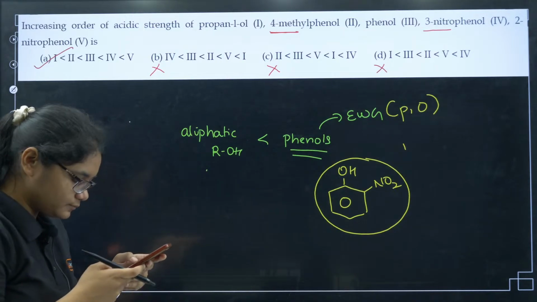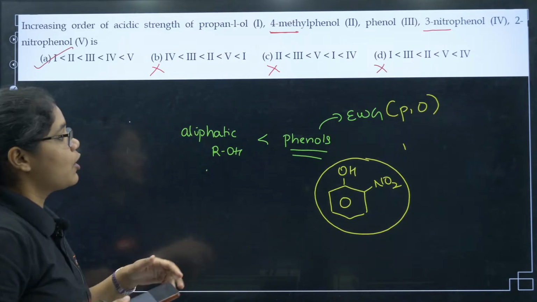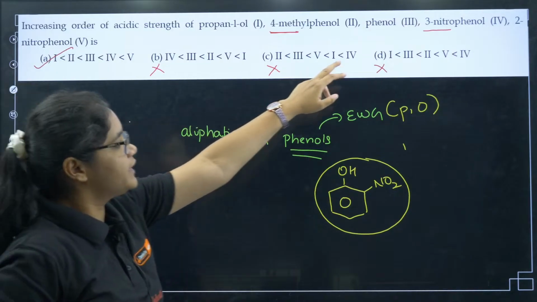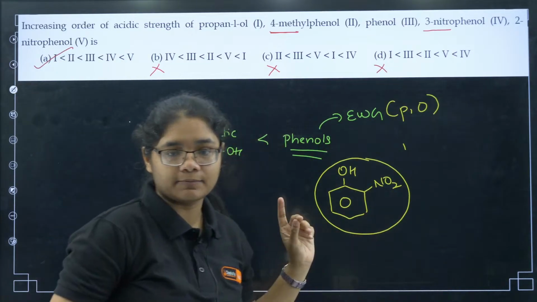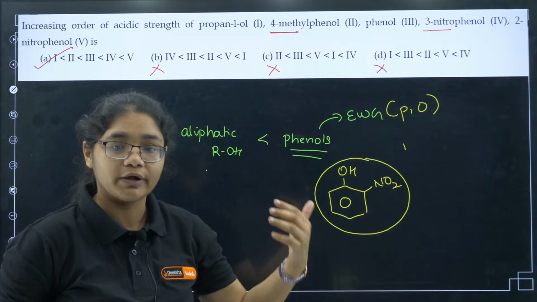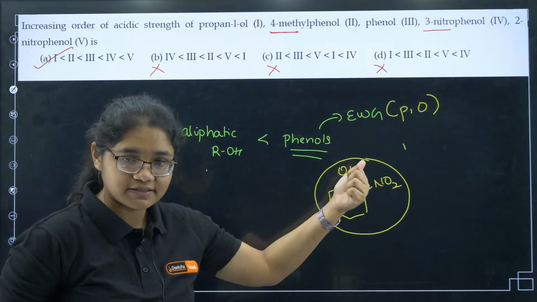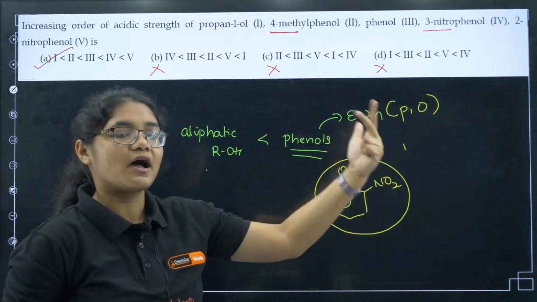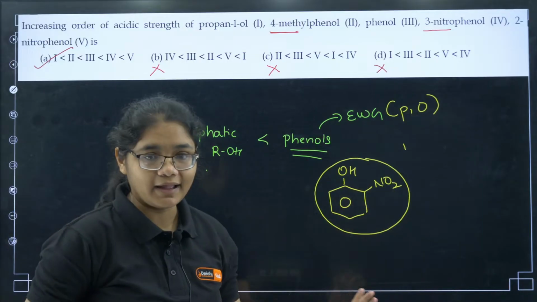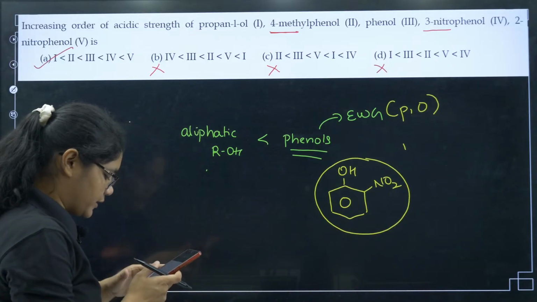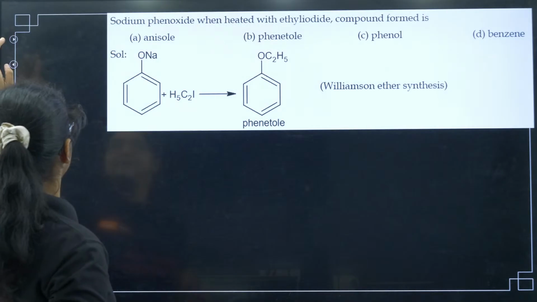No dear, D is wrong. Why? Because in 3-nitrophenol the nitro group is present at the meta position. Whenever electron withdrawing groups are present, they are very effective at the para position, after that ortho, after that meta. Meta will come at the end. Clear? Okay. A is the correct answer.